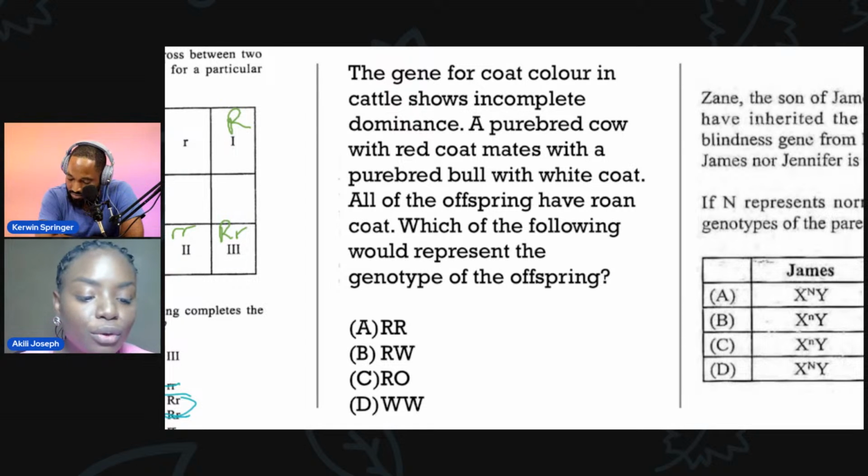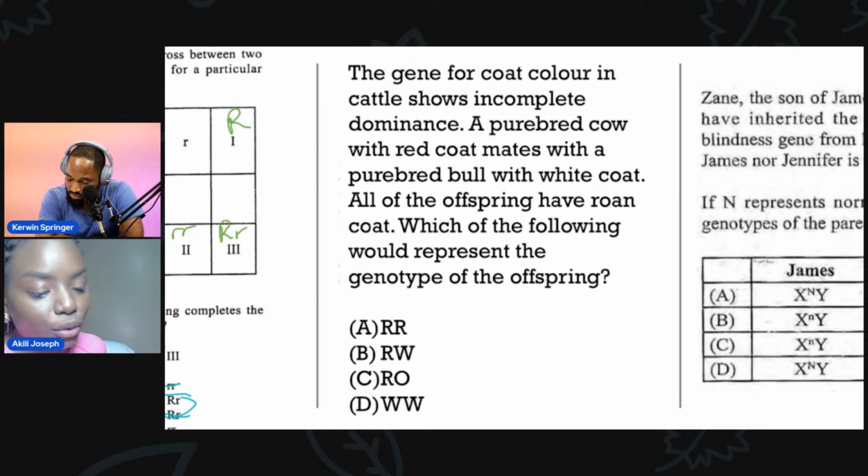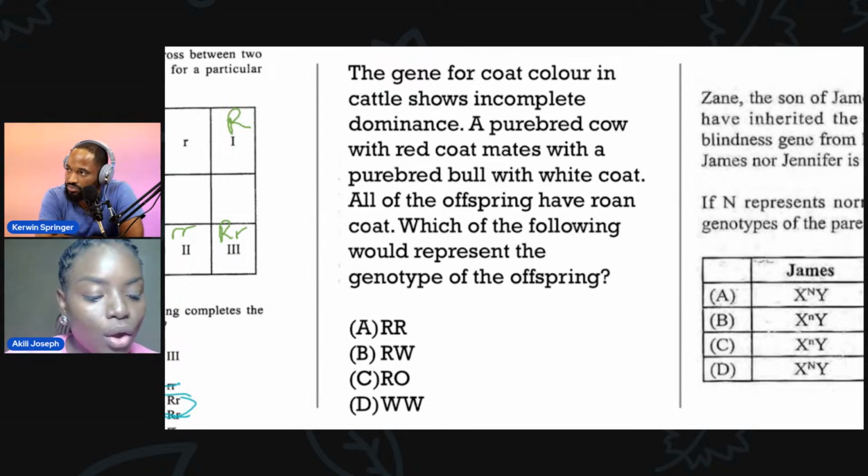Yeah. The gene for coat color in cattle shows incomplete dominance. A purebred cow with red coat mates with a purebred bull with white coat. All of the offspring have roan coat. So roan is a mix of the red and the white. Which of the following would represent the genotype of the offspring?